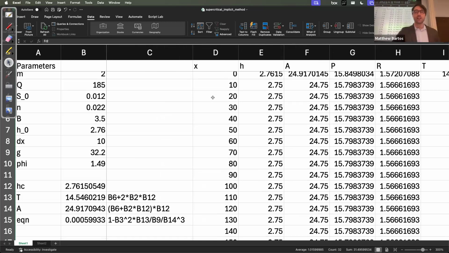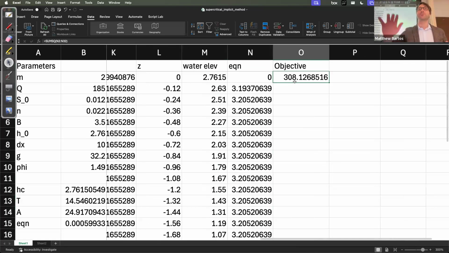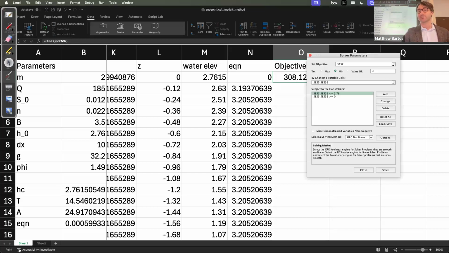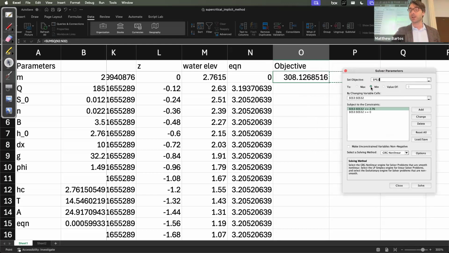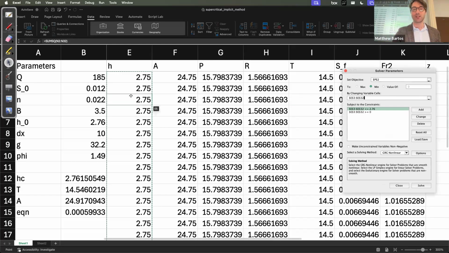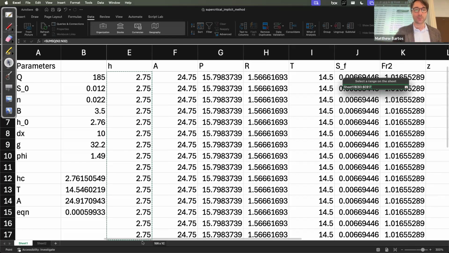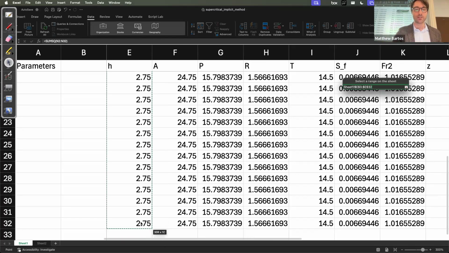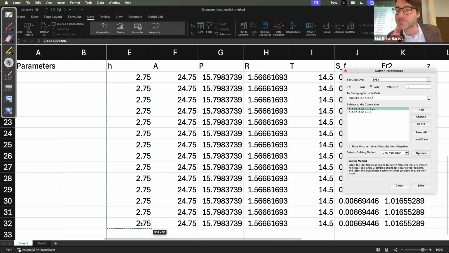Okay, so before we lose track, let me go ahead and finish this process. So we are going to make this objective function go to 0. To do that, I'm going to go to solver. We're going to set objective P2. We're going to minimize it. So we're minimizing that sum of squares by changing variable cells E3 to E32. So let me just go ahead and highlight these again. So this is cells E3 through E32. This should already be set up for you.